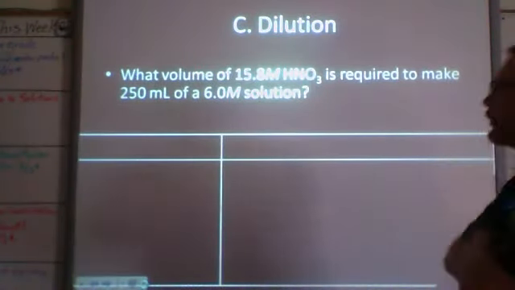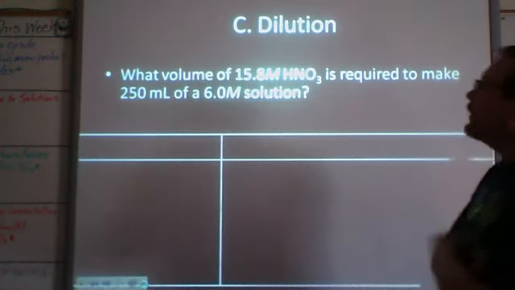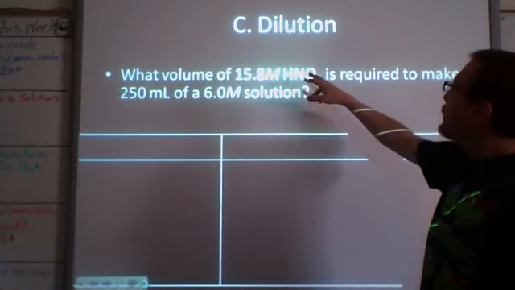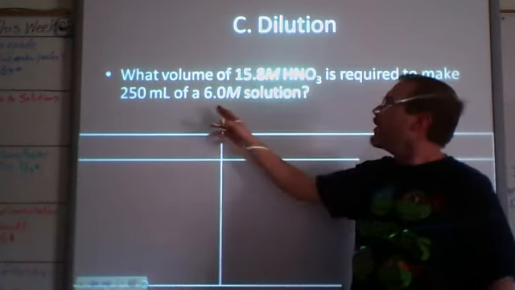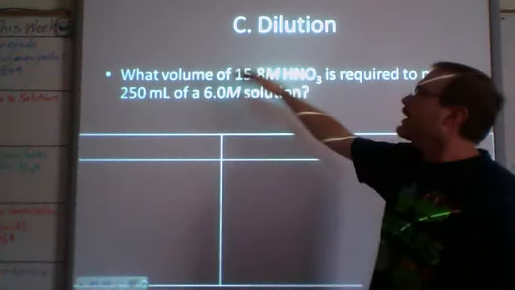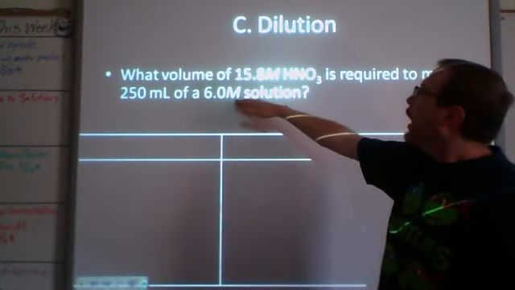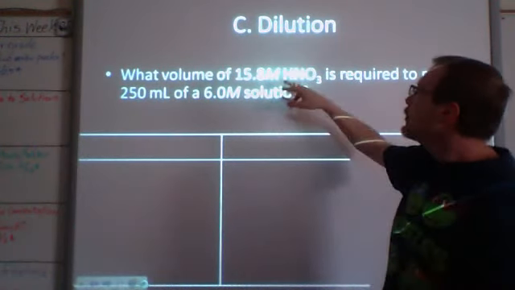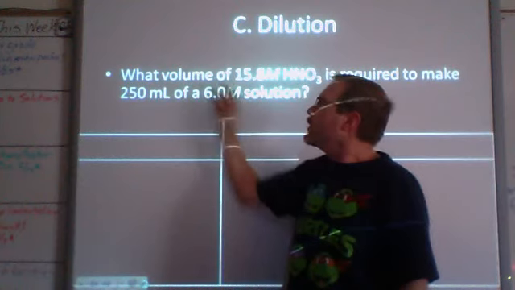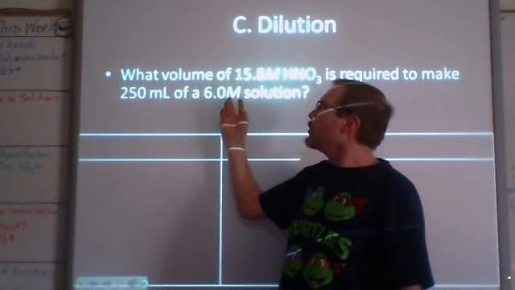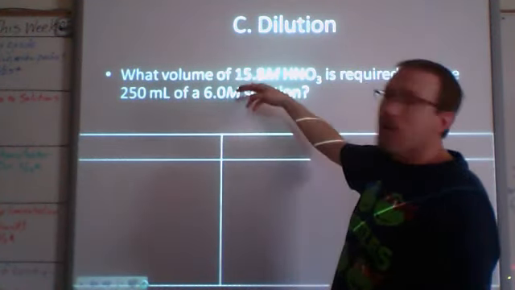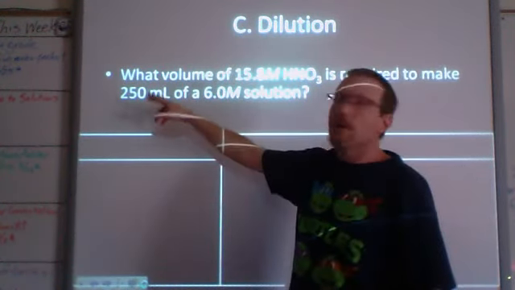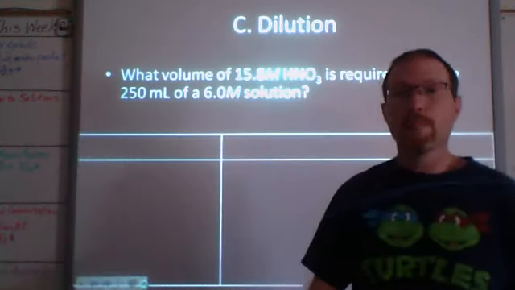So here's a problem for you. If I've got a 15.8 molar nitric acid solution, how much of that would be required to make 250 milliliters of a 6 molar solution? So I'm going to be diluting down to 6 molar solution. This right here is what I'm shooting for, that many milliliters of that solution. So if I increase, I'm working backwards here, if I increase the solution from 6 molar to 15.8, then it should be a much smaller volume than 250 milliliters, or 0.25 liters.